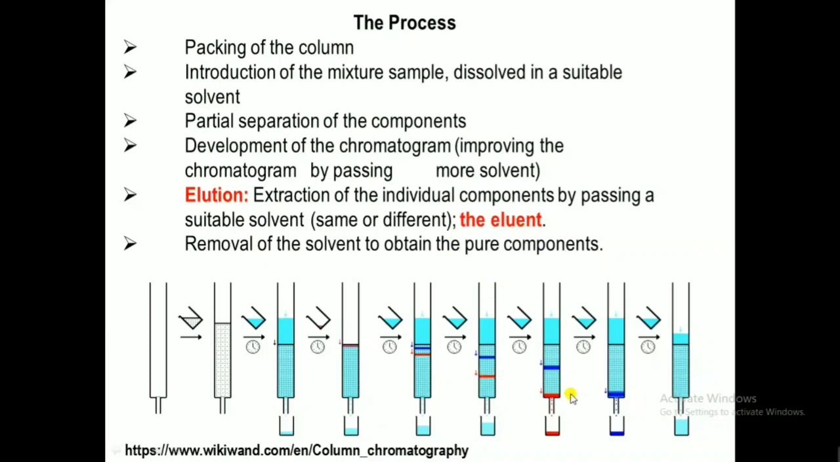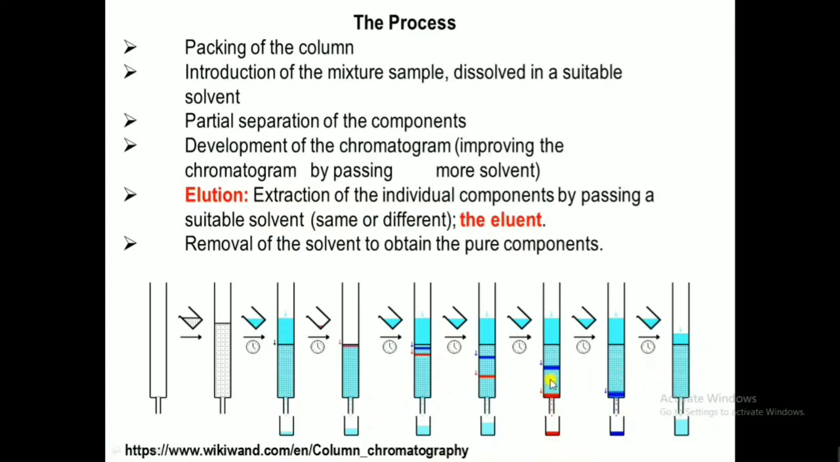So eluent is the liquid, or sometimes liquid mixture, which you are adding to the column to separate and extract the individual components. Here you are taking a solvent. As I told you, it could be petroleum ether, or hexane, or similar solvents. Sometimes the eluent will be the same solvent you are adding here. Suppose you top up the column with the solvent, and that solvent itself takes your components down to the end, then you don't have to add any other solvents. You can use the same solvent.